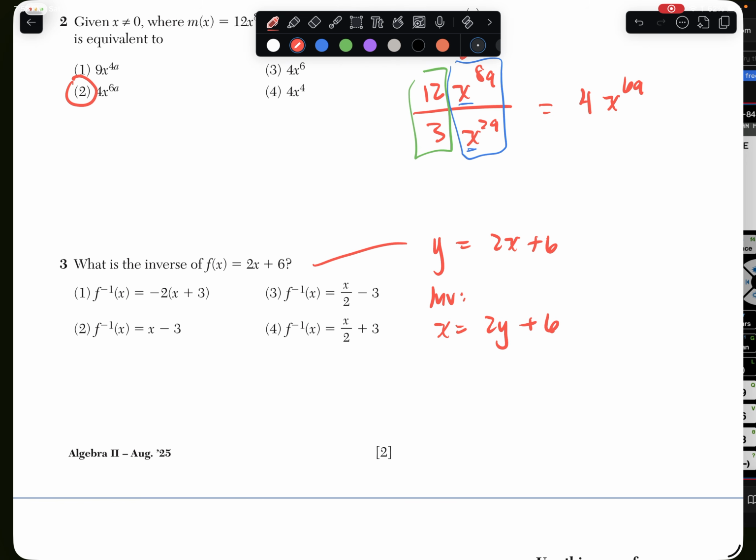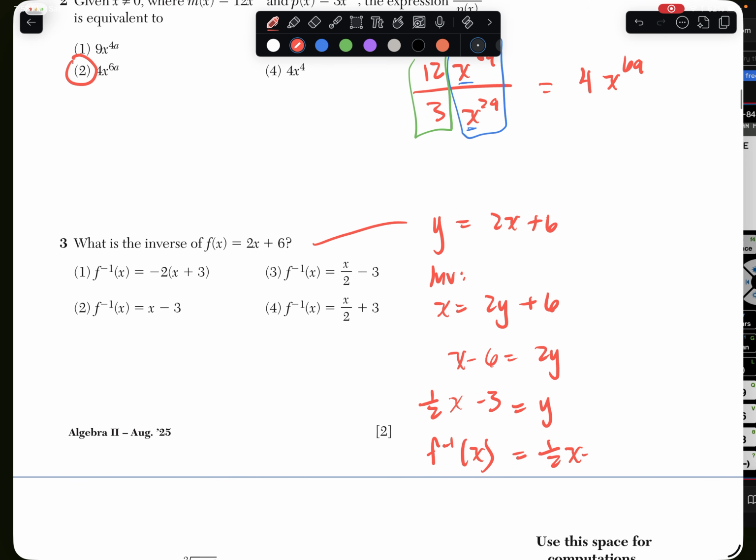And then I'm basically isolating for y. So x minus 6 is equal to 2y. And if I divide everything by 2, I have 1/2 x minus 3 is equal to y. So that means my inverse, f to the -1 of x, is equal to 1/2 x minus 3. So the answer is choice 3.